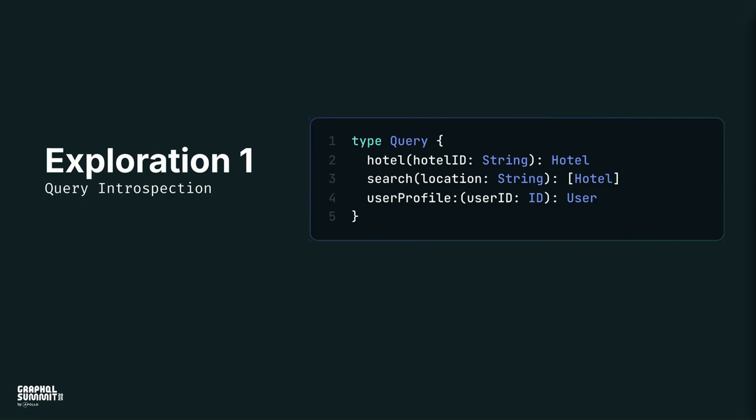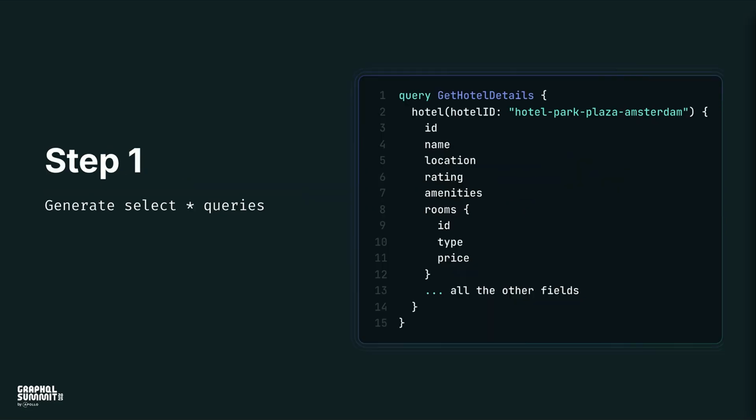So the first exploration was what I call query introspection. Let's assume we have a small schema like this with hotel, search, and user profile. Those are our three routes that we have. What we do is we generate a select star query, so every possible field under that root query. Of course, we deal with the recursion and all that kind of stuff. But for the most part, we generate that. So in our case, we would have generated 3 queries. In our actual case, I think we generate like 500 or 600 queries.